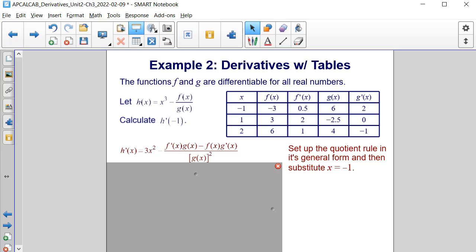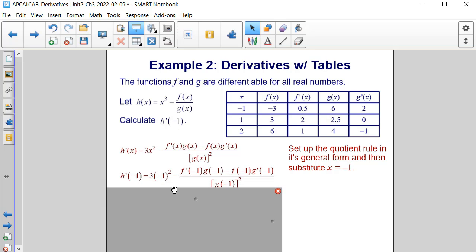So we need to do 3x squared minus the bottom, g of x, times the derivative of the top, f prime of x, minus the top times the derivative of the bottom, or f of x times g prime of x, all divided by the bottom, g of x, quantity squared. Now we can substitute negative 1 in for all of our x values. So we have 3 times negative 1 squared minus this quotient, which is f prime of negative 1 times g of negative 1 minus f of negative 1 times g prime of negative 1, all divided by g of negative 1 squared.